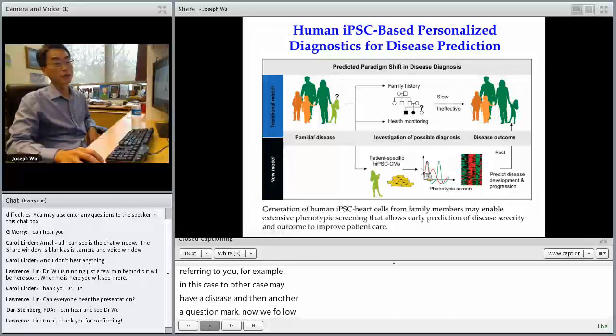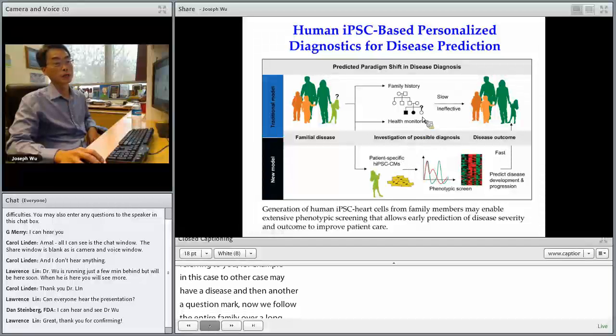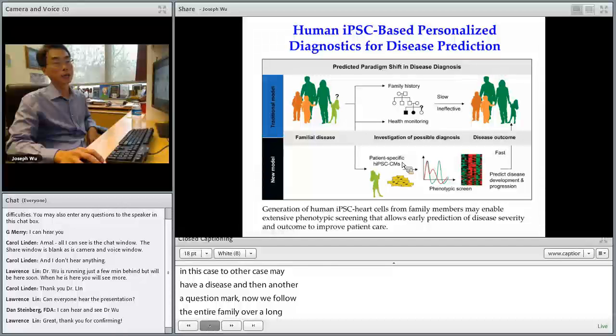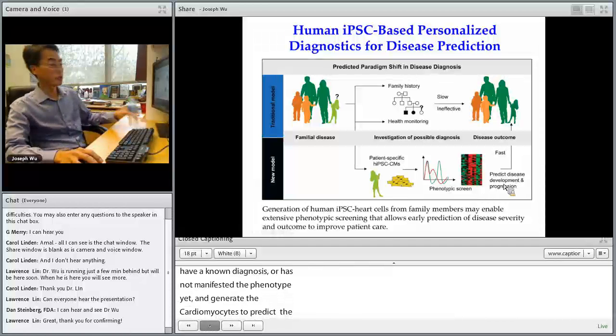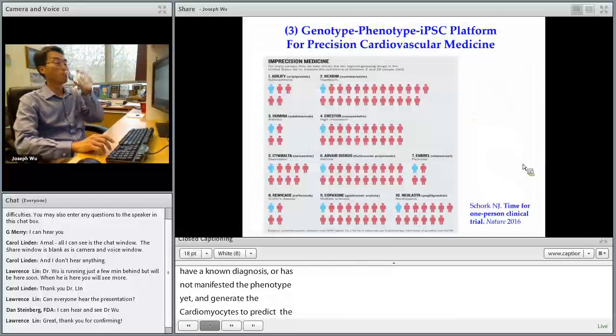The question is, in the future, are you able to take this kid right here that has a known diagnosis or has not manifested the disease phenotype yet, make the iPS cell and generate the cardiomyocytes, and predict whether the patient is going to have disease development or progression in the future.